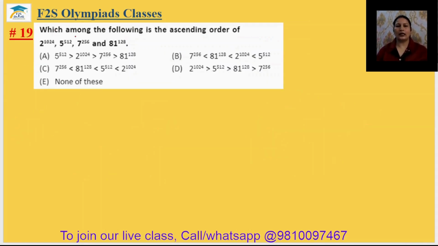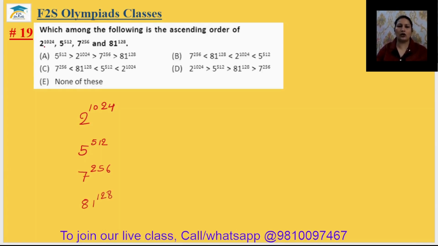Okay? 19. Which among the following is the ascending order of this? So we have to find the ascending order. How can we compare the exponents? To compare, either we have to check the exponent number or we have to check the base. So here we can make the exponent same and we can check through the base. First write 2 to the power 1024. Second one is 5 to the power 512. Third one is 7 to the power 256. And fourth one is 81 to the power 128.